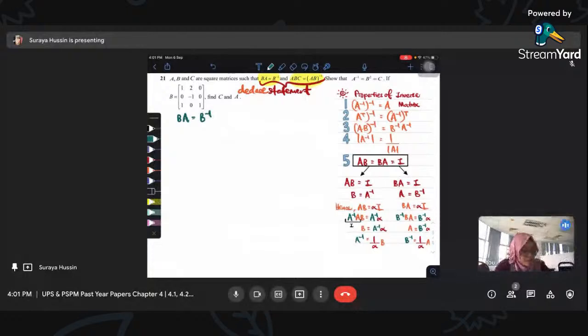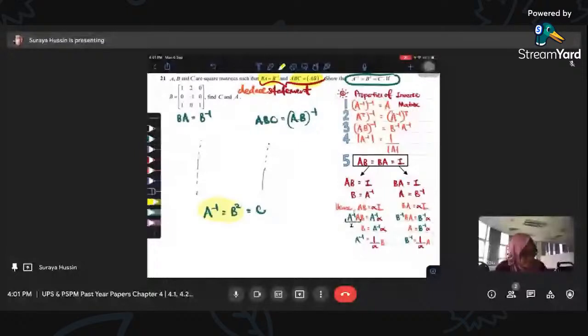So now, don't be afraid. What is your aim? It says show that, at the end of the day, from these two statements, you must show that A inverse is equals to B squared and equals to C. You must find two different statements that you can combine into these three things. They are equal to each other.